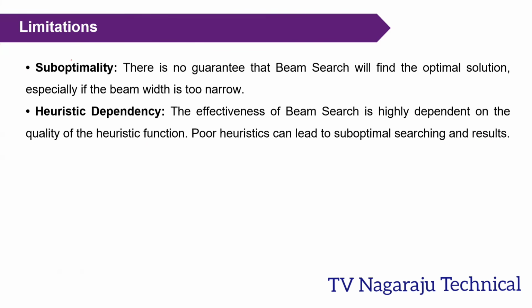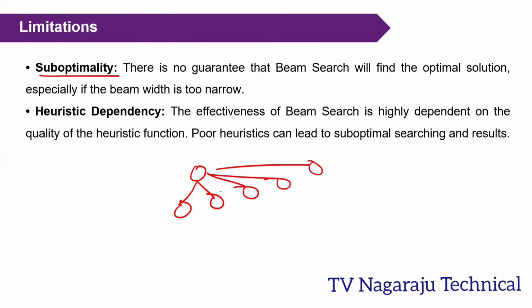Coming to disadvantages, suboptimality. What is meant by optimality? Always you need to find the best solution. For example, assume these are the 5 successors. Maybe in this situation, I am selecting these 2 best nodes. But there is a chance for generating the best solution by expanding this node. That means in beam search, there is no guarantee the algorithm will generate the optimal solution.